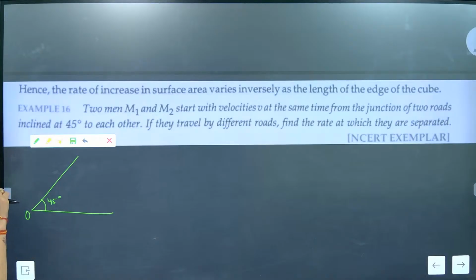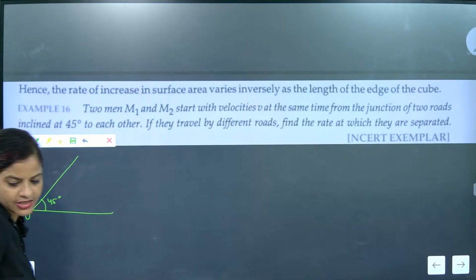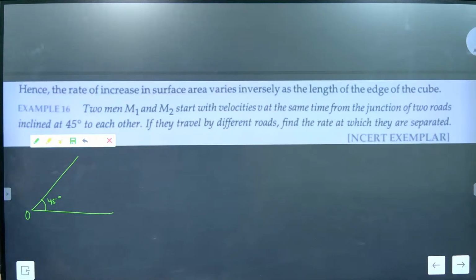The two men m1 and m2 start with velocity v at the same time from the junction of two roads inclined at 45 degrees to each other. If they travel by different roads, find the rate at which they are separated. So they are asking for the rate of separation. Can we check, beta, what is the distance?